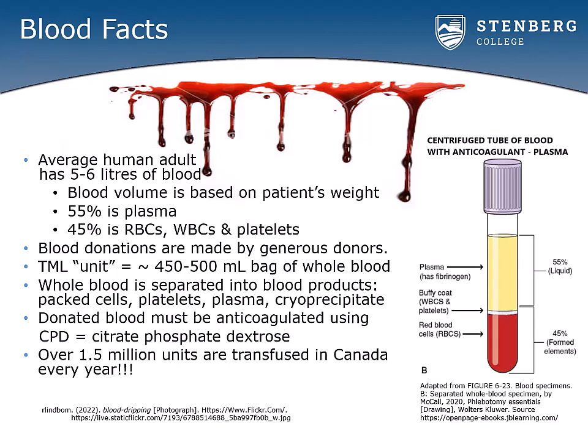We'll start with some fun facts about blood before taking a closer glimpse into the blood bank department. The average adult has 5 to 6 liters of blood volume based on their weight.